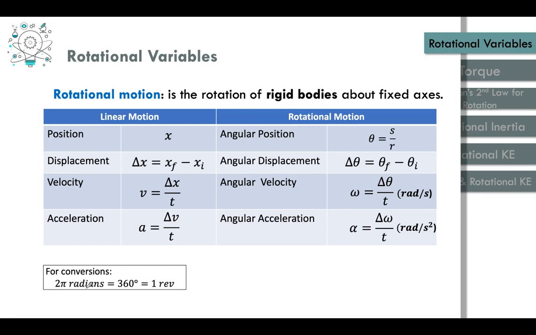Quick conversion, right? We know that delta theta needs to be measured in radians. If you have degrees or revolutions, you can easily convert from revolution to radians or degrees to radians. Okay, 2 pi radians is equal to 360 degrees, which is equivalent to the term 1 revolution. So when you see 1 revolution in a problem, what that means is that the object has traveled 360 degrees or 2 pi.